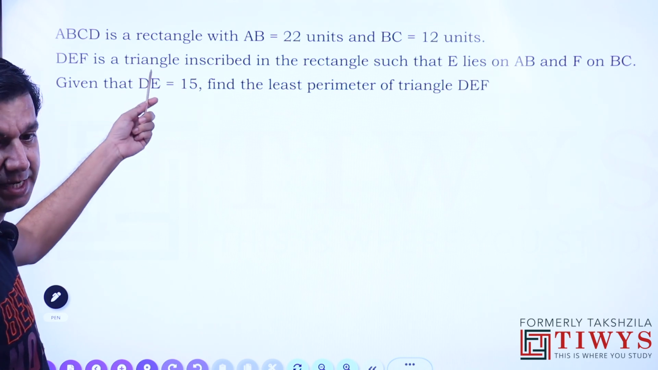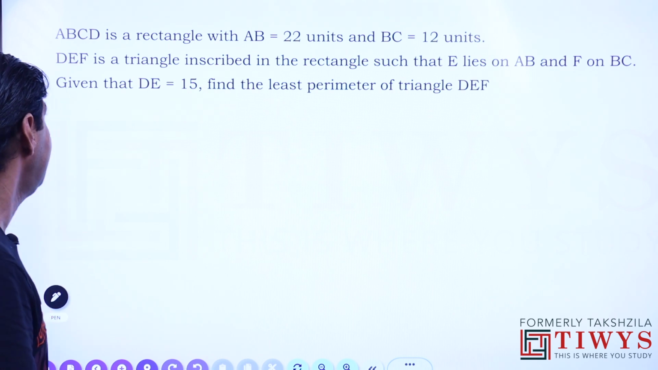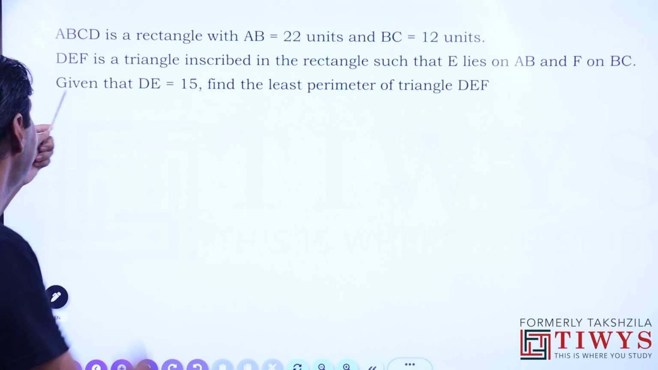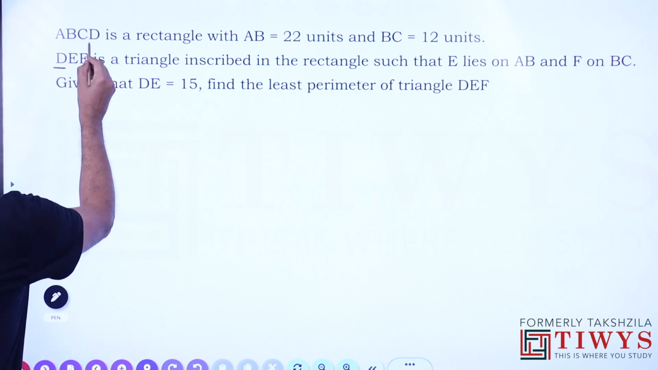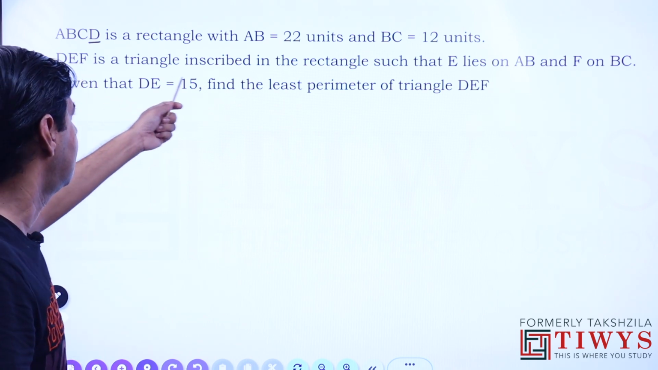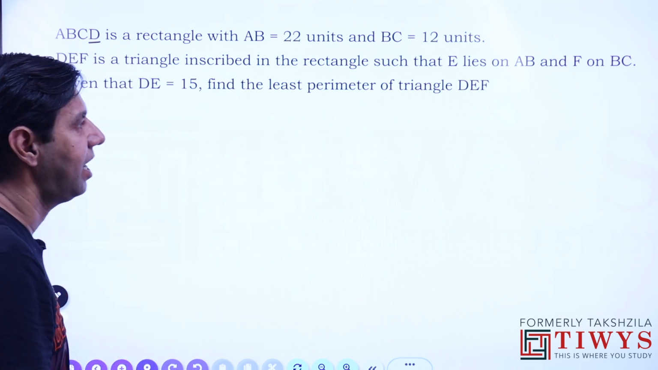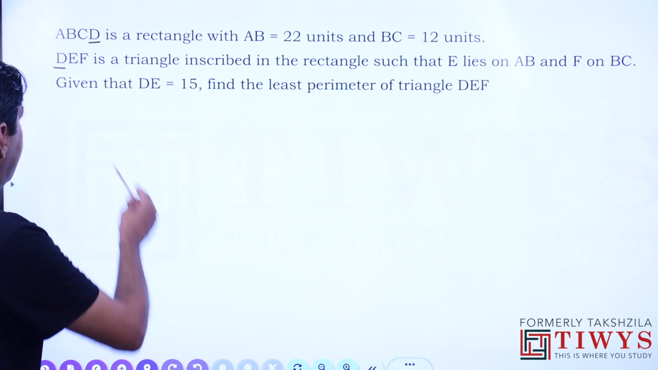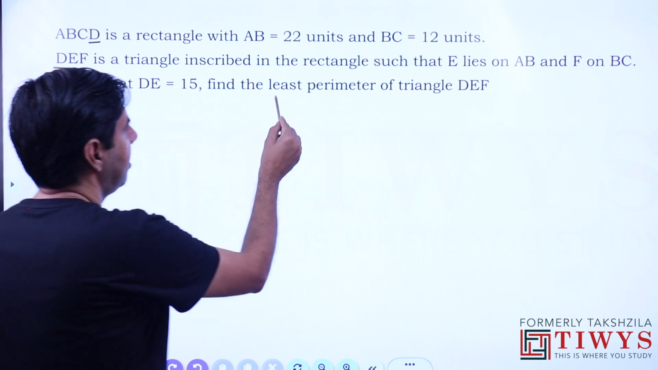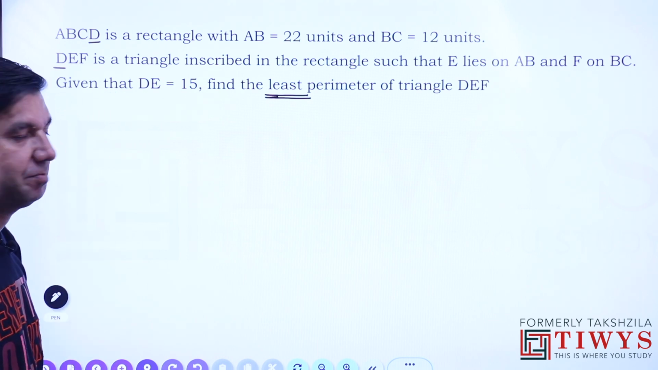ABCD is a rectangle with AB 22, BC 12. So the length and breadth are given. DEF is a triangle. Remember D is going to be a vertex of the triangle. E and F we do not know. It is inscribed in the rectangle such that E lies on AB and F on BC. Given that DE is 15, find the least perimeter. This is the part that makes this question interesting, the least perimeter.